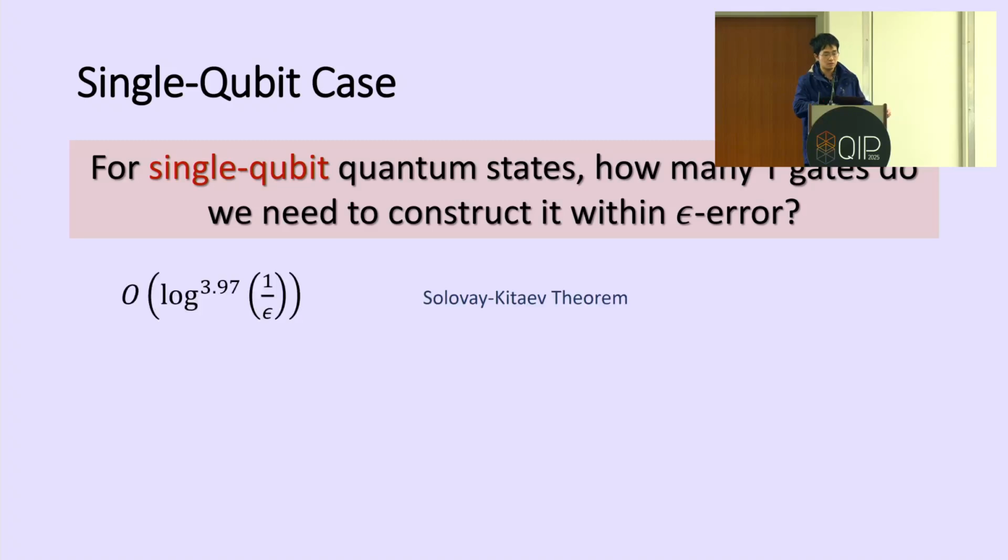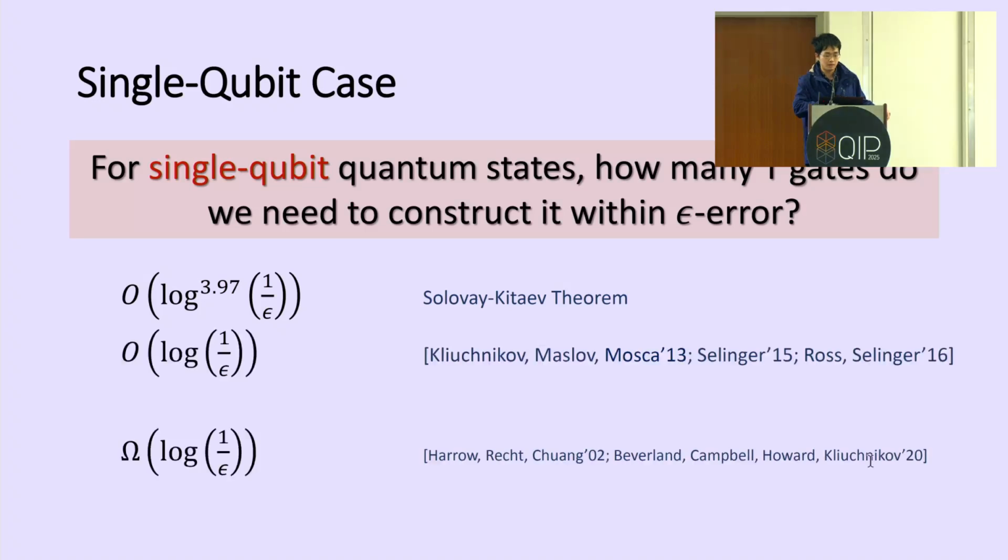And for this, you can apply a Solovay-Kitaev-type theorem, and you will get some polylog 1 over epsilon bound, and this poly is like 3.97. And by a beautiful line of work, using algebraic number theory, they were able to bring down the upper bound to a single log. So you only need order of log 1 over epsilon many T gates to prepare any single qubit quantum state within epsilon error. And this turns out to be optimal. There are states that need this amount. So the picture is fairly clear for the single qubit case.